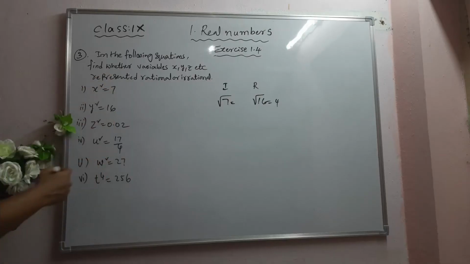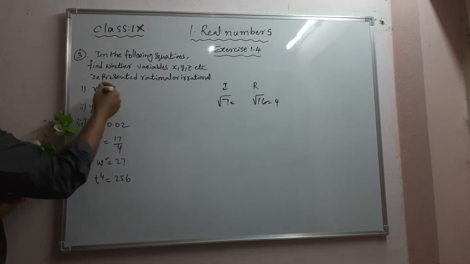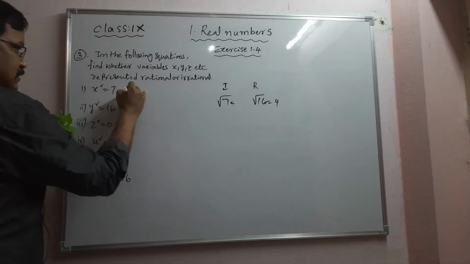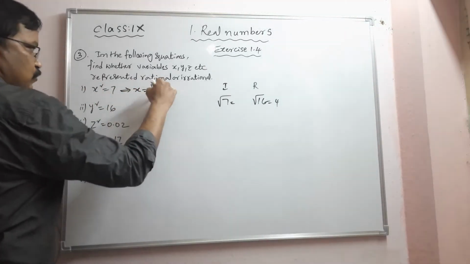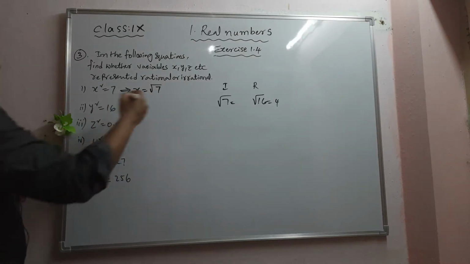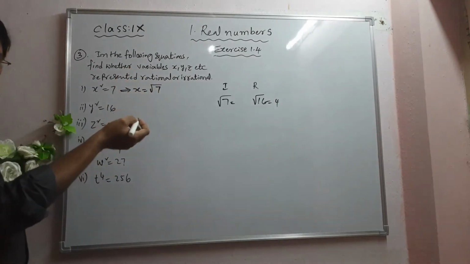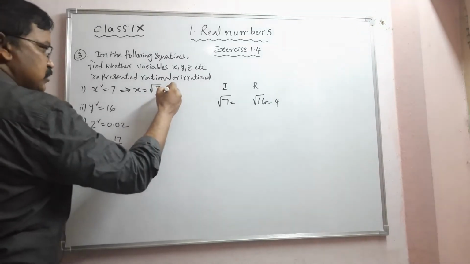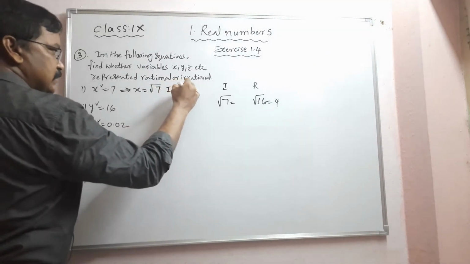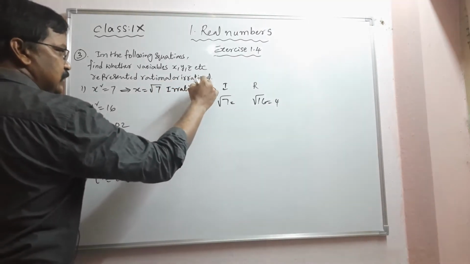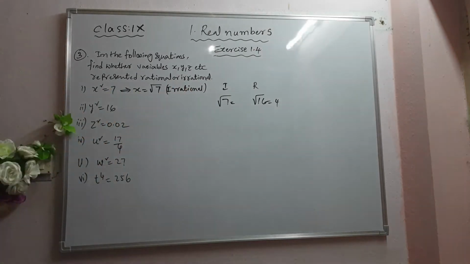How to solve all these sums here? See, x square is equal to 7. So what is x here, children? x is equal to root 7. So this 7 is not a perfect square number. Therefore, this root 7 is an irrational number. Irrational. Understand? 7 is not a perfect square number.